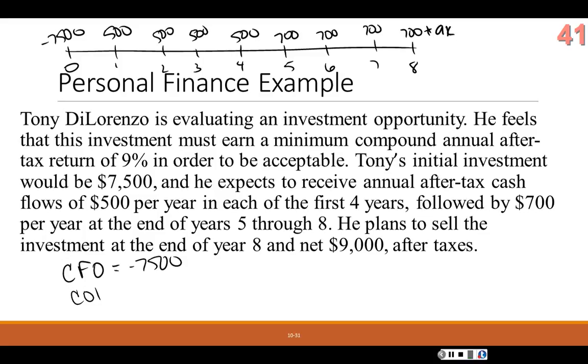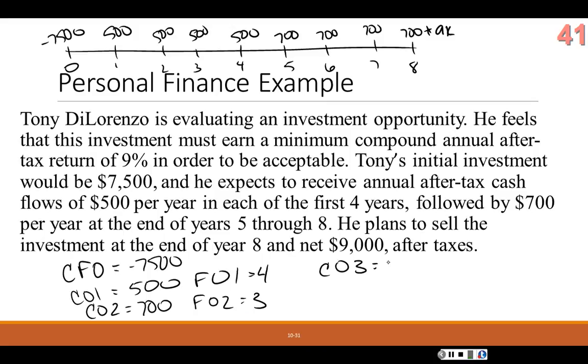So if we were to put this in our cash flow worksheet, cash flow at time period 0 is a negative $7,500. Cash flow at time period 1 is $500 with a frequency of 4. Cash flow at time period 2 is $700 with a frequency of 3. And the cash flow at time period 3 would be $9,700.